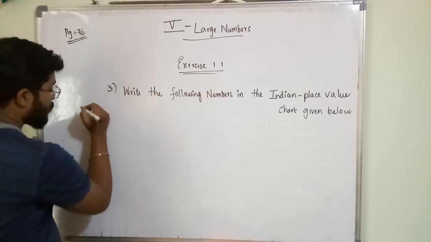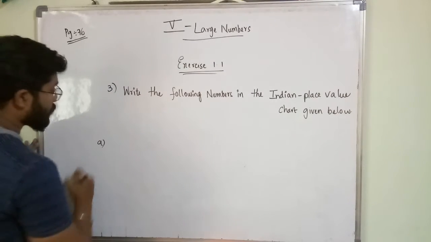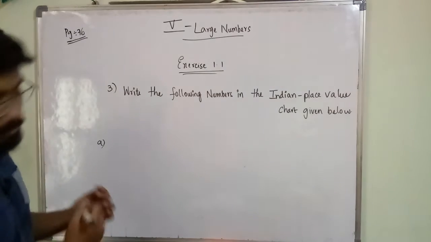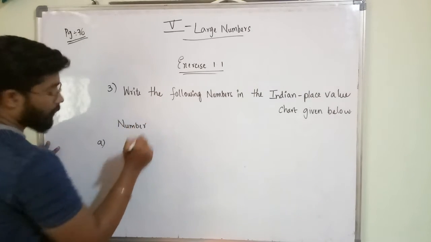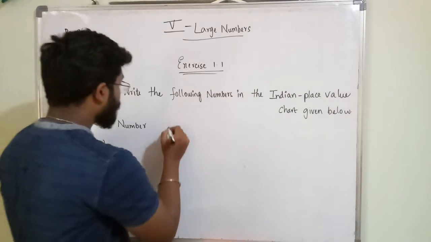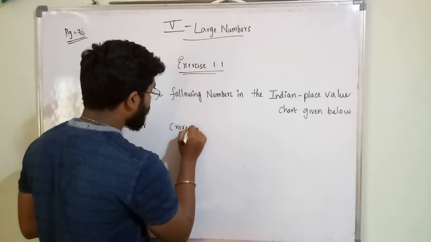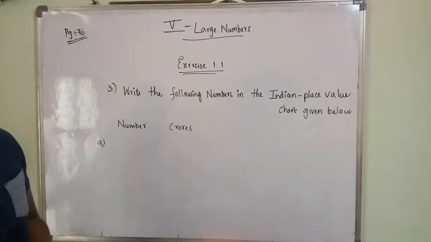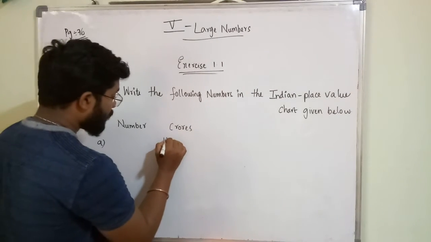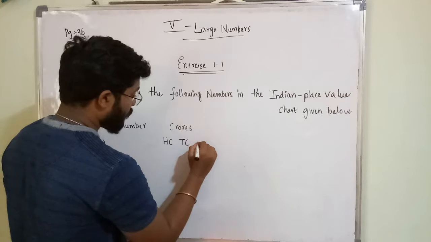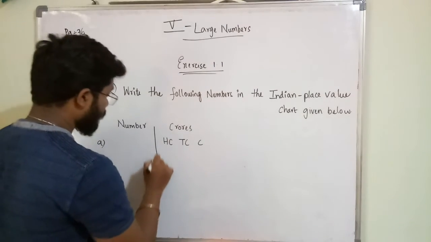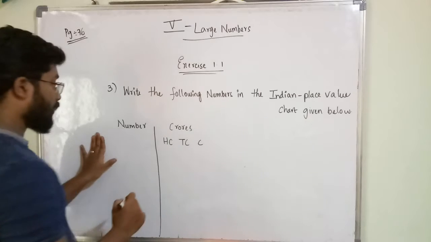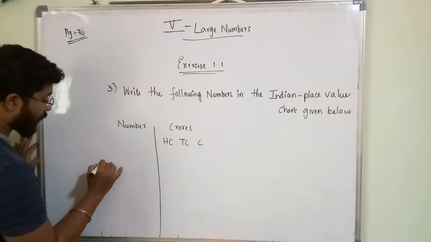Okay, so what is that Indian place value chart? He has given some numbers. Crores. In crores you are having what? 100 crore, 10 crore, crore. Okay, if I draw like this only, you will understand clearly.